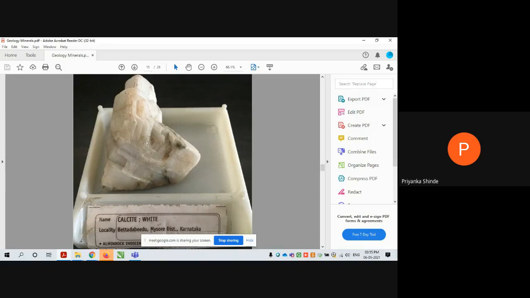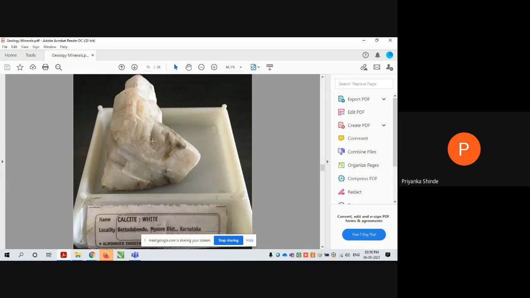Then the chemical composition is carbonate group, I said, meaning it is calcium carbonate. It is made up of calcium carbonate, and the rock in which it is found is limestone. It is found in sedimentary and metamorphic rock. I'll tell you why. Because we know the rock whose composition is CaCO3, that is calcium carbonate.